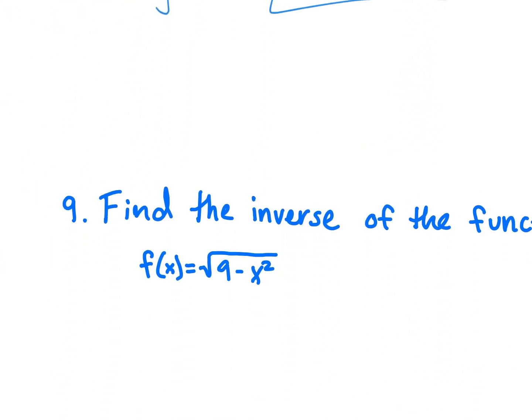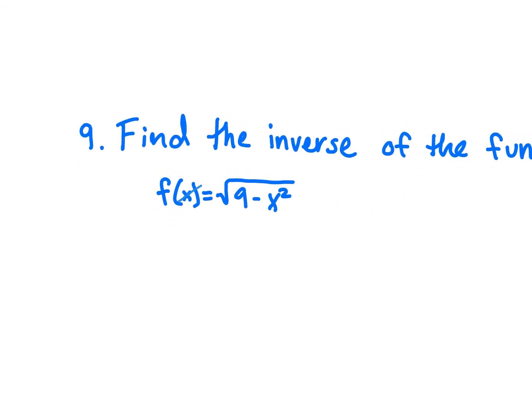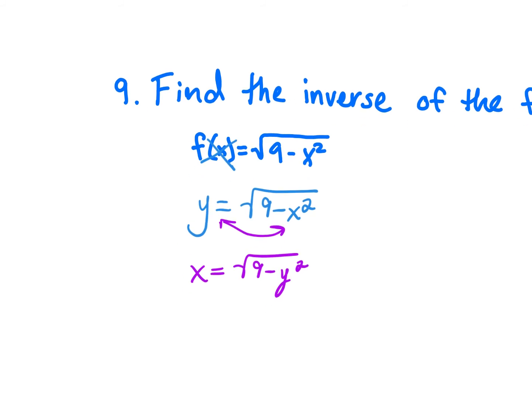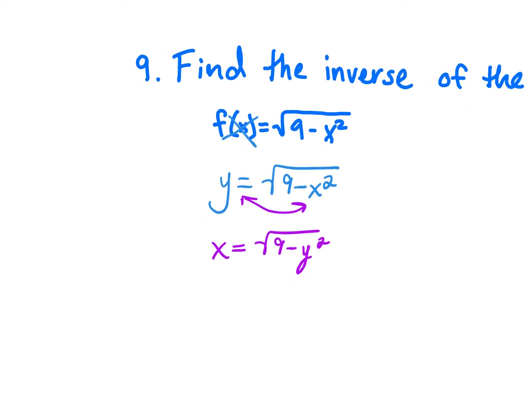All right, scooting along. I have right here, find the inverse. So algebraically, I'm going to replace f of x with y. So I have y equals the square root of 9 minus x squared. I'm going to switch the places of x and y. So x equals the square root of 9 minus y squared. And now I'm going to solve for y. What's the first thing I have to do here? To get y all by itself, I have to square both sides. I have to get rid of that square root.